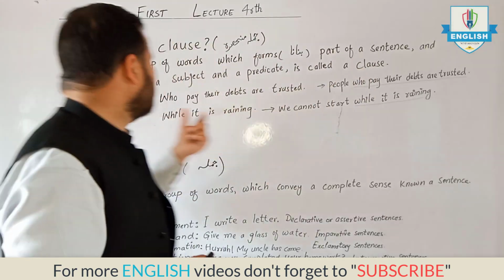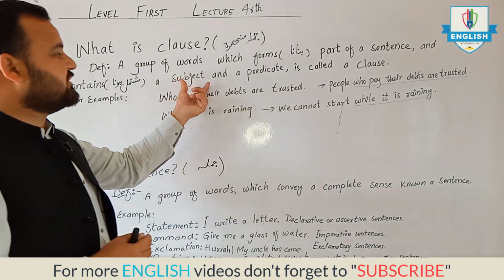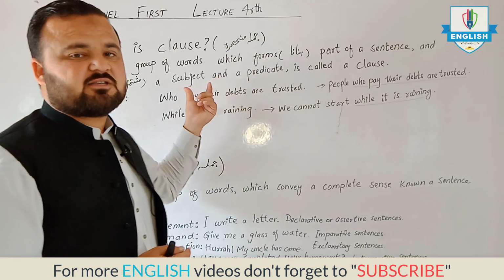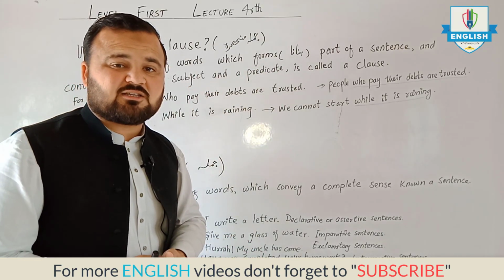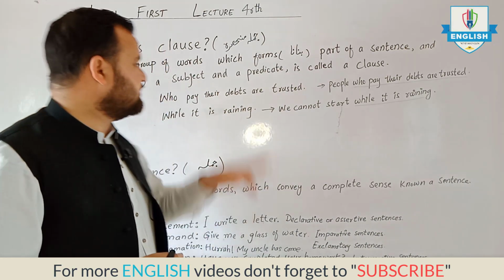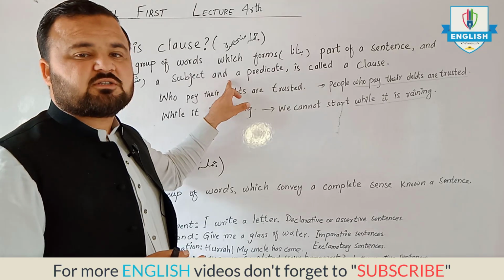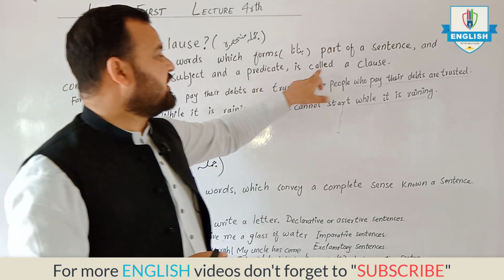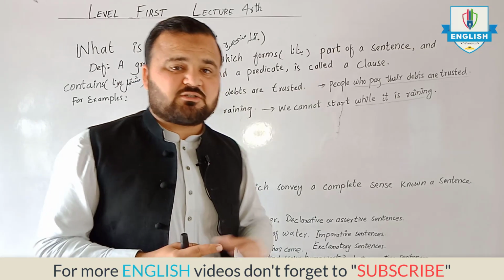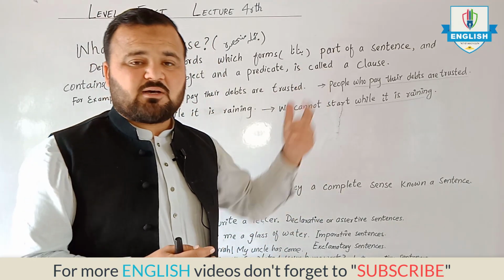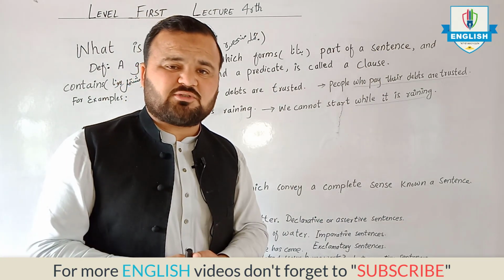But it contains a subject and a predicate. What is subject? The doer of an action. And a predicate. Predicate will talk about the subject. This is called a class. So class is a group of words which is the part of a sentence and having its own subject and predicate.